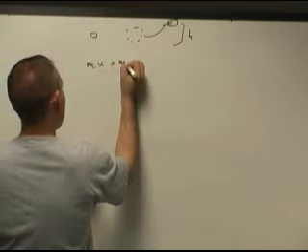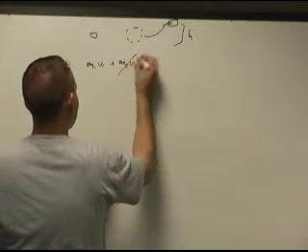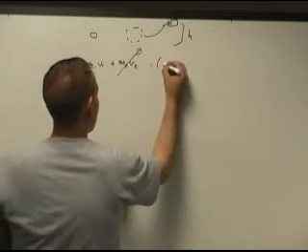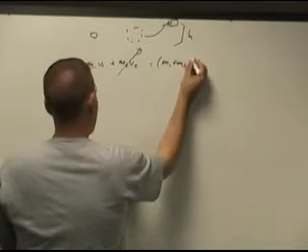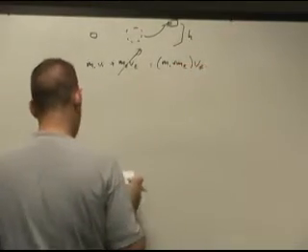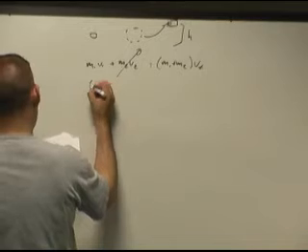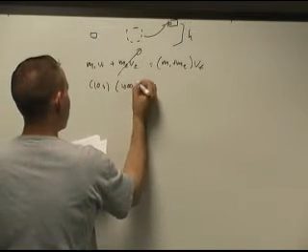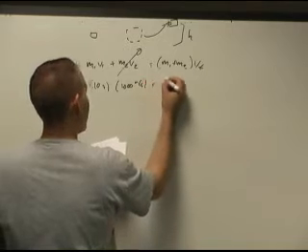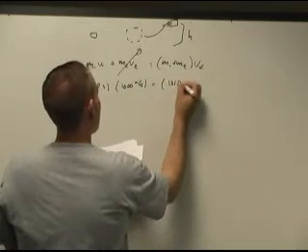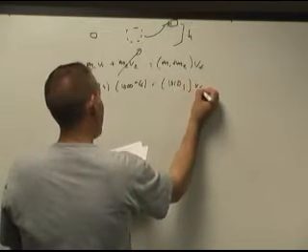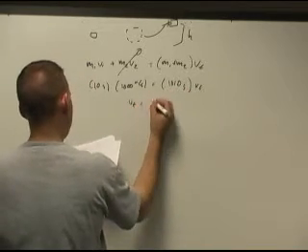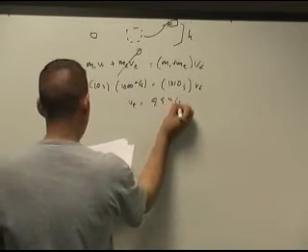m1v1 plus m2v2, that was resting, so that's going to be 0, is equal to m1 plus m2 times vf. So here you have 10 grams times 1,000 meters per second is equal to 10 grams times vf. So vf is equal to 9.9 meters per second.